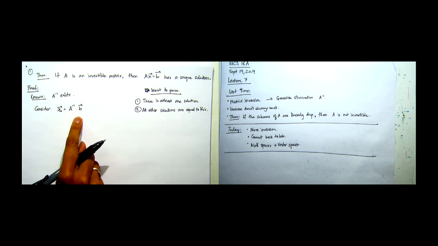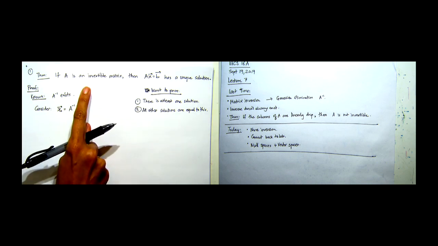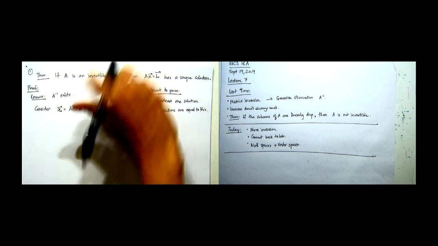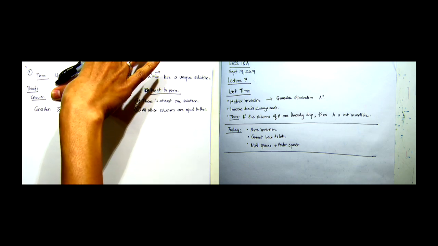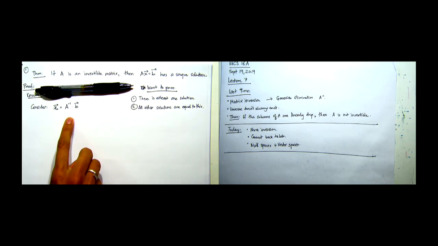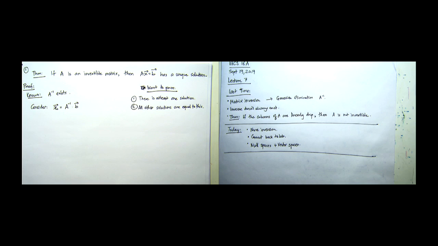Why am I allowed to write this x naught? Because I know A inverse exists, right? This is what is allowing me to even write this statement. Without knowing this, can I write this? X naught might be completely in my imagination, right? It might not exist if A inverse doesn't exist. So I can say, let us consider this. Now, let's check.